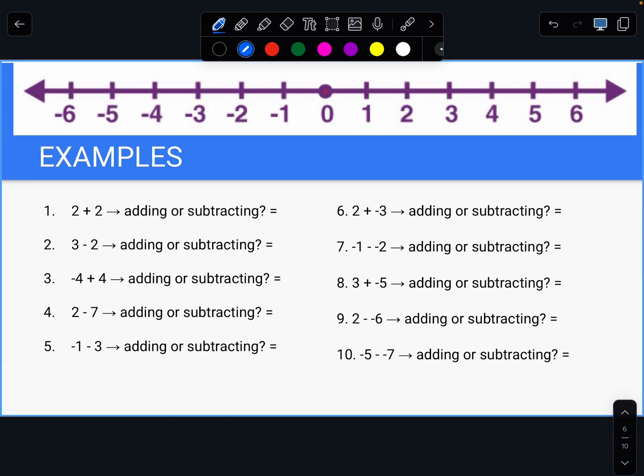Okay, let's go ahead and do some examples. Notice I have put in a number line here for you to see. Some of these examples you might think, wow, Mr. Stanton, this is really silly. This is really basic. I learned how to do this in kindergarten or first grade or something like that.